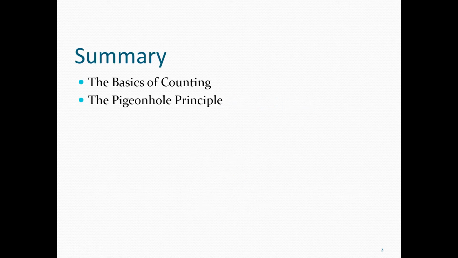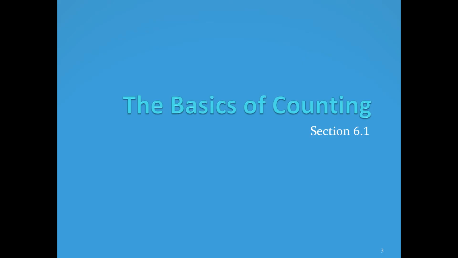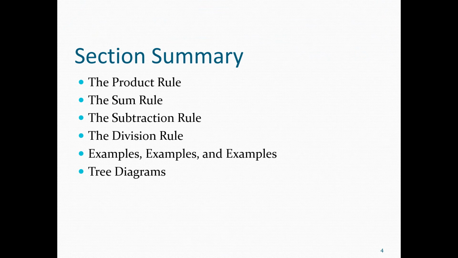Let's start. The summary of these two sections: the first section covers the basics of counting, like the addition rule, subtraction rule, multiplication rule, division rule, etc. And then 6.2 is about the pigeonhole principle. First, section 6.1, which is about the basics of counting. In this section we are going to learn the product rule, sum rule, subtraction rule, and division rule, and there are a few examples. And then there is the tree diagram, which is also a way of counting.